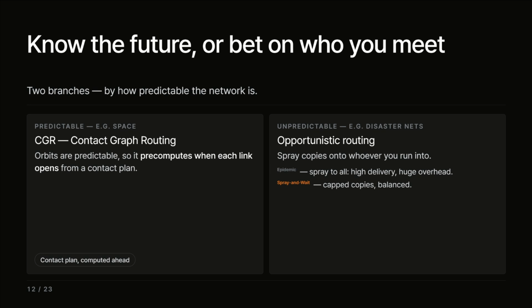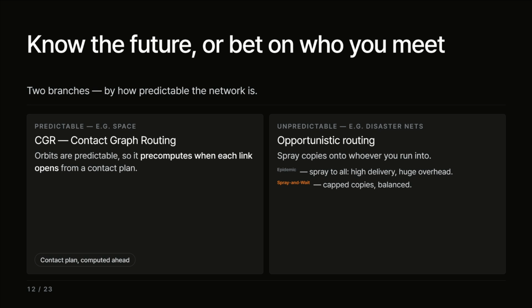Instead, routing depends heavily on how predictable the environment is. Let's start with space. The movement of planets, satellites, and spacecraft is highly predictable. We can calculate orbital positions far in advance. Because of that, DTN can use a routing method called contact graph routing, or CGR.